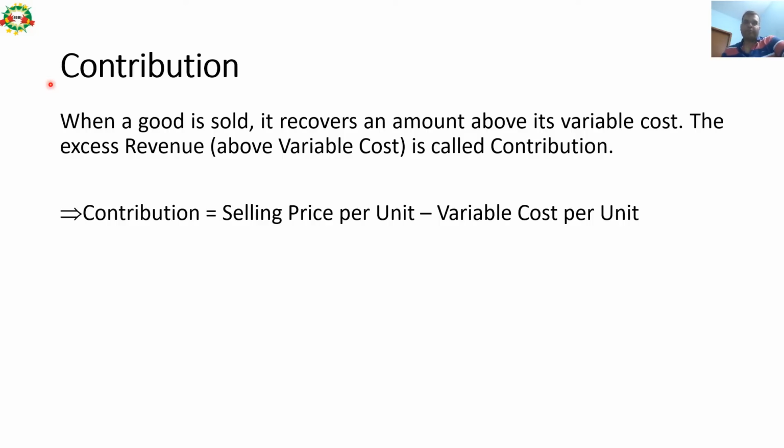So if for producing a good I need to incur 5 rupees of fixed cost and 3 rupees of variable cost, and the total cost of producing the good is 8 rupees, and I am able to sell it at 10 rupees, then 10 rupees minus the variable cost of 3 rupees is called contribution. 7 rupees is the contribution. So contribution is nothing but the selling price of the unit minus the variable cost of the unit. Please remember this formula, very, very important.